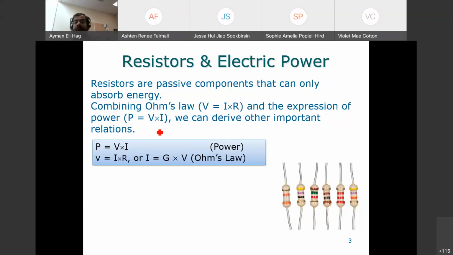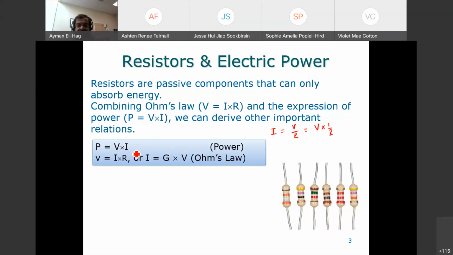Now, we know two laws. We know that V is equal to I times R, and we know that P is equal to V times I. These are the two relations that we know. So P is equal to V times I, V equal to I times R. Also, we know that G, the conductance, is basically 1 over R. Okay, so we can say that I is equal to V over R, or V times 1 over R, but 1 over R is G. G is the inverse of the resistance, so we said I is equal to G times V.